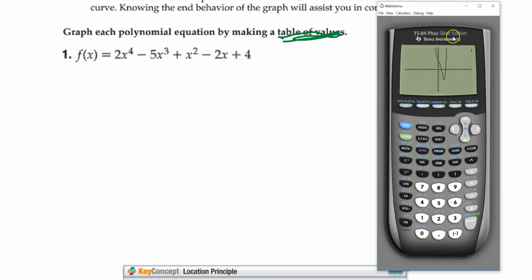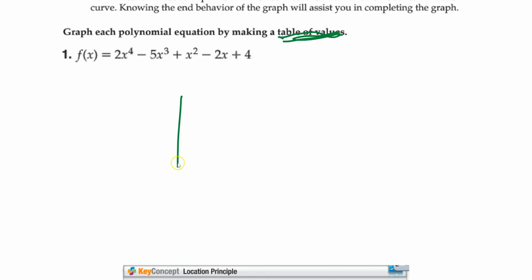And I guess it looks like that. So I can try to match it. So it looks like it crosses at 1 and okay. Where this is at 1, 2, 3, 4. It looks something like this. Not the best graph in the world.